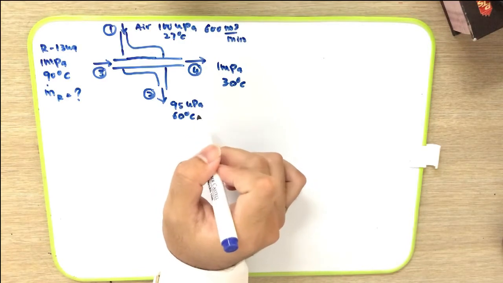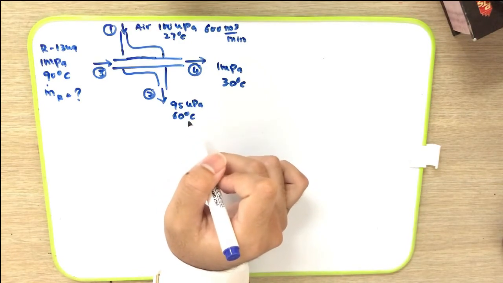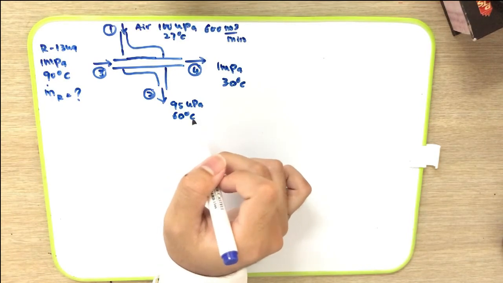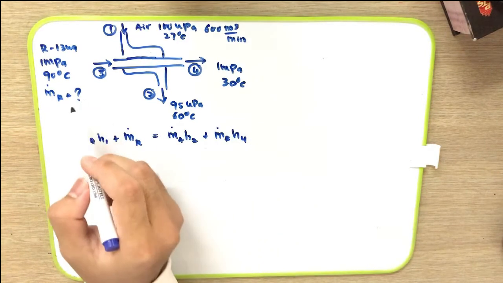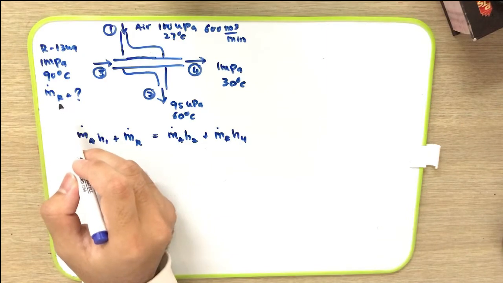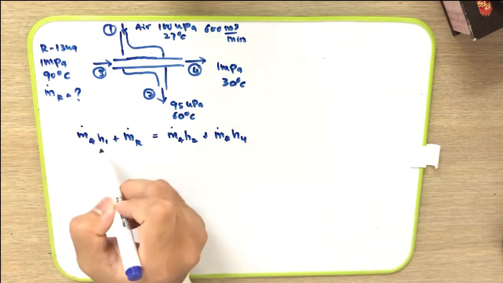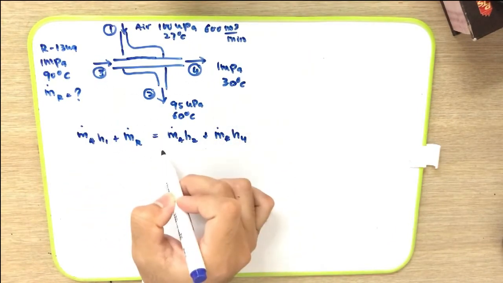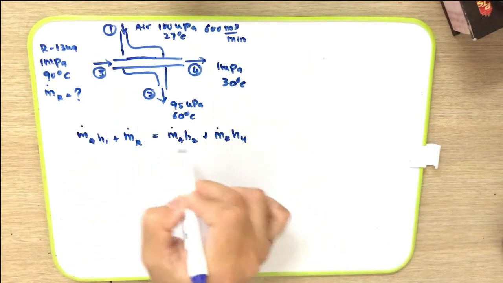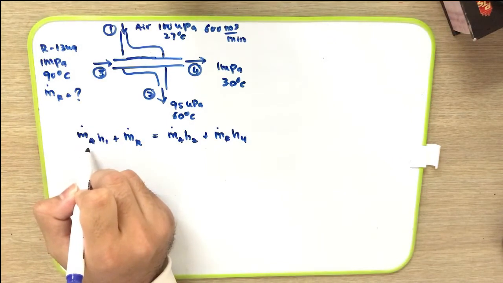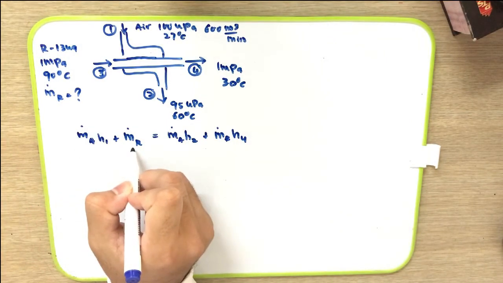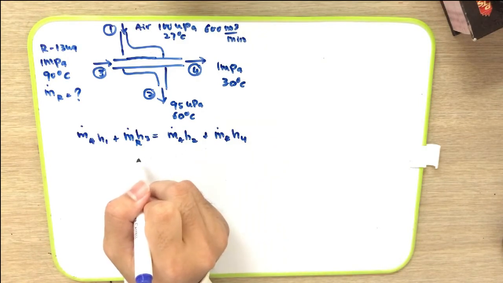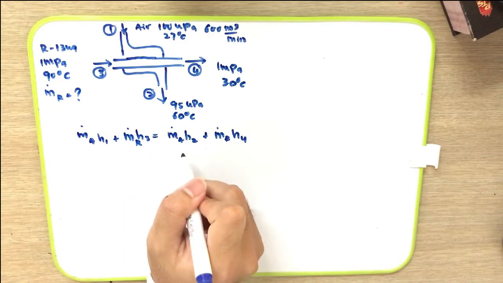So we can rearrange the equation from the first law of thermodynamics for open system according to the inlet and also outlet. From the question, we need to find the mass flow rate for refrigerant. So we can rearrange the enthalpy for each stream into this equation. This is the inlet and this is the outlet. We have the mass flow rate for air and also mass flow rate for refrigerant. Next, we rearrange this equation according to the mass flow rate for air and also refrigerant.